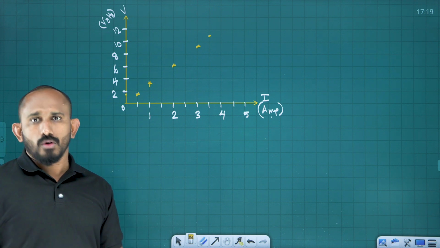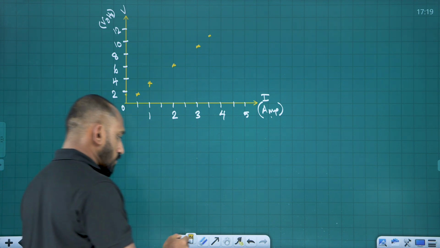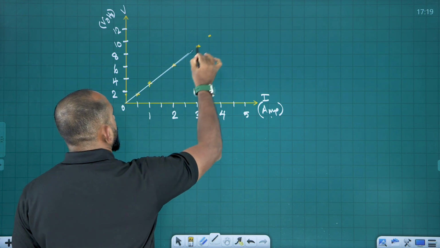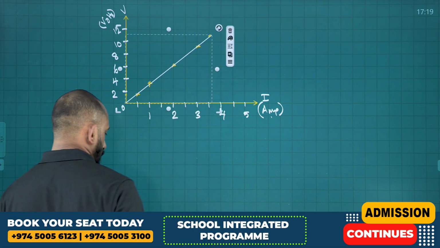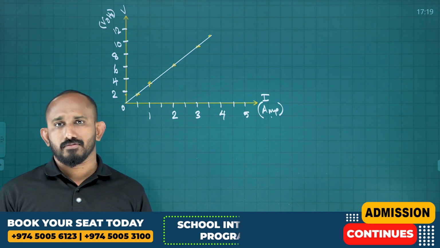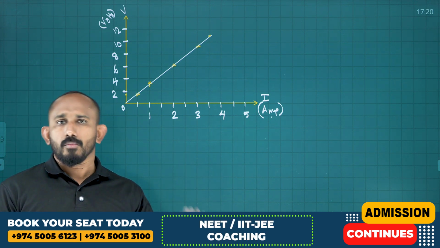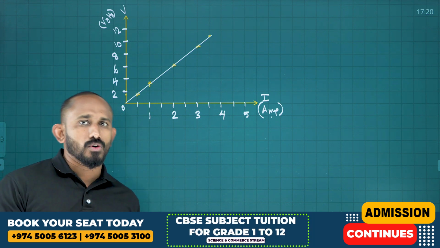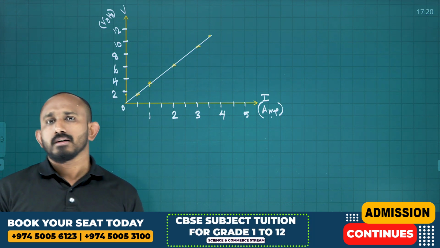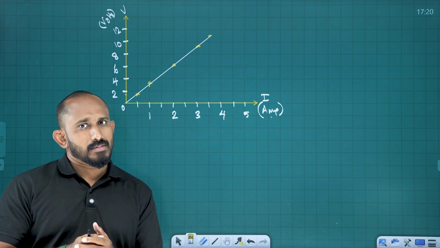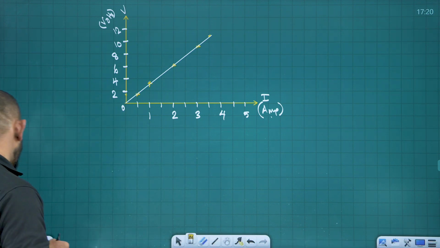These are the points. Now join these points. See, we got the VI relation graph. It's almost a straight line. All the points are coming on the straight line. On graph sheet, if it is asked in the exam, plot with scale and pencil in a neat way. Have you got it?